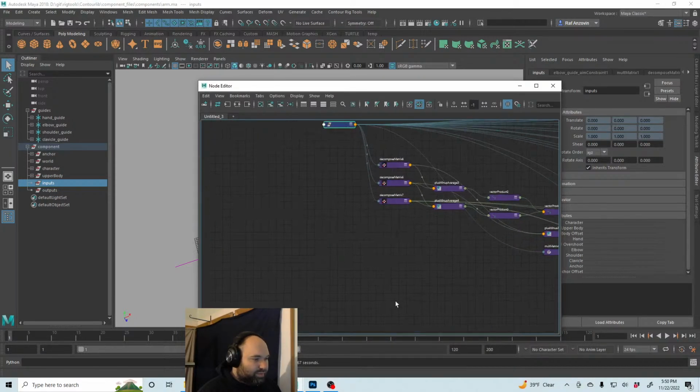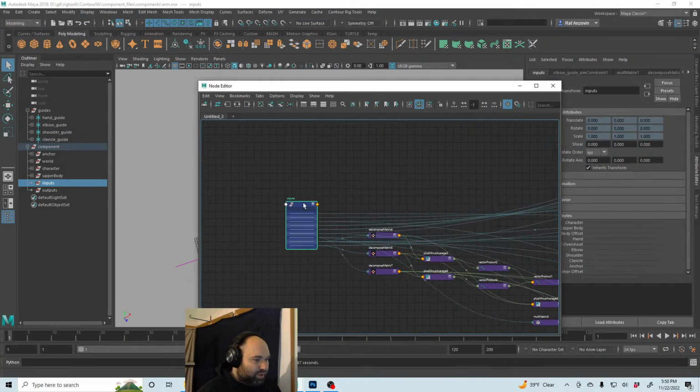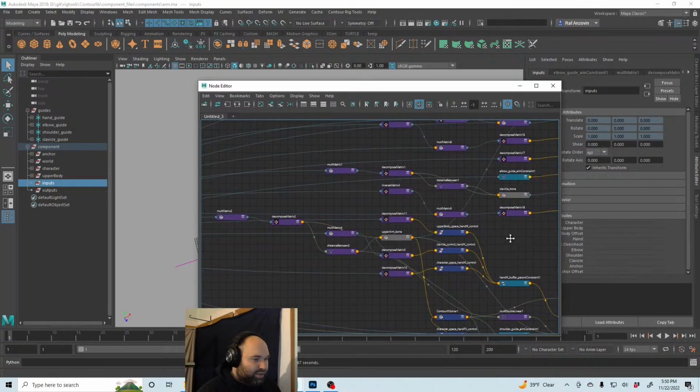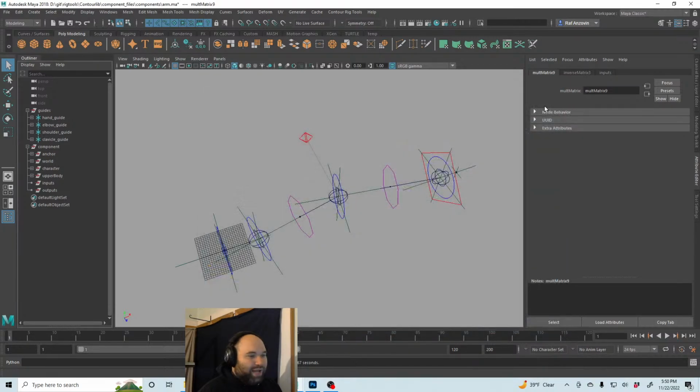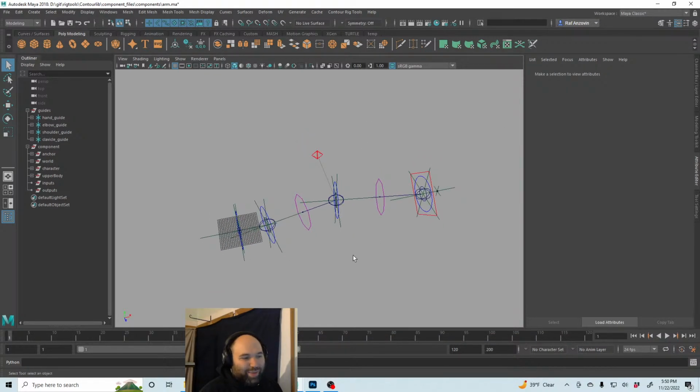Yeah, this is not helpful. Yeah, I did, actually. You can see that I did it here. All right. Well, in that case, I don't actually have to do that to the arm. I already did it apparently.